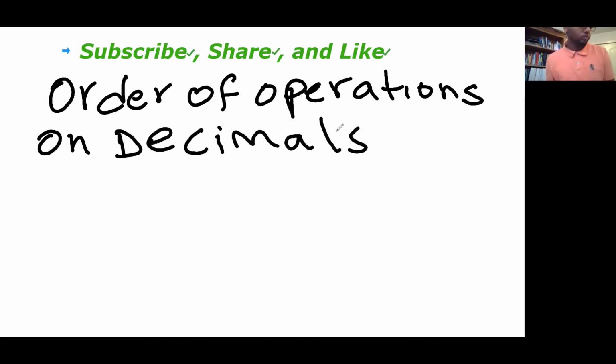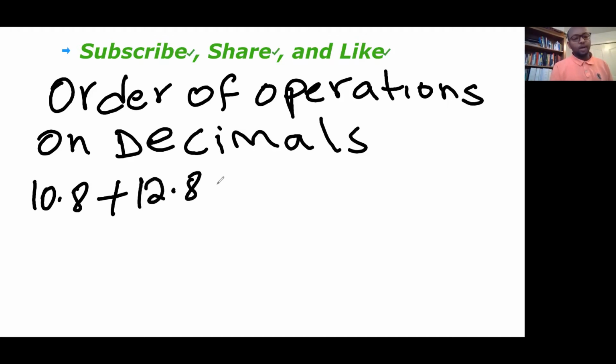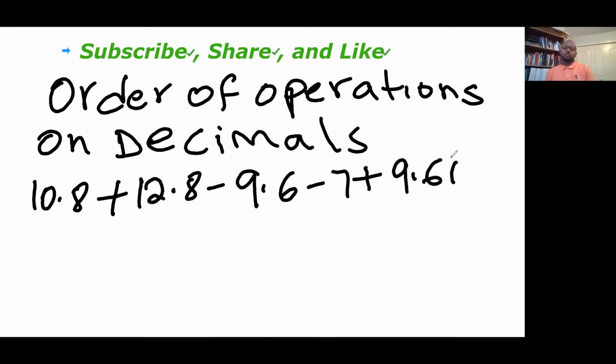Okay. So let's take this example. If you have 10.8 plus 12.8 minus 9.6 minus 7 plus 9.61, how do you add this? Okay, so you look at the sign first. The sign is important. So the sign I have here is a plus and minus.